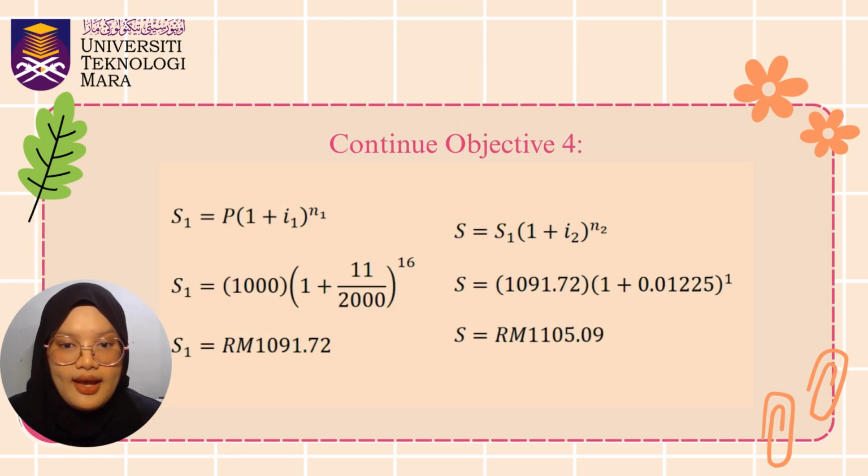S1 equals P in bracket 1 plus I1 to the power of N1. S1 equals 1,000 in bracket 1 plus 11 over 2,000 to the power of 16. S1 equals RM1,091.72. S equals S1 in bracket 1 plus I2 to the power of N2. S equals RM1,091.72 in bracket 1 plus 0.01225 to the power of 1. S equals RM1,105.09.